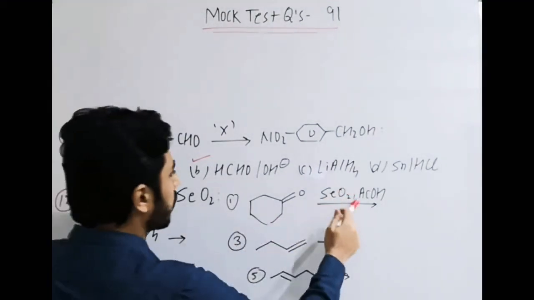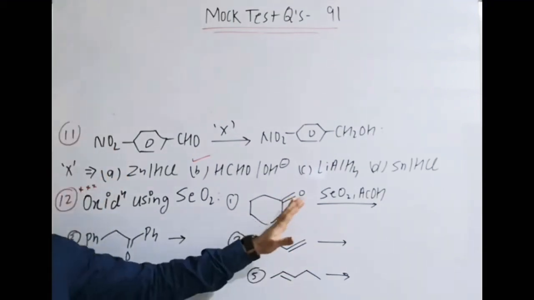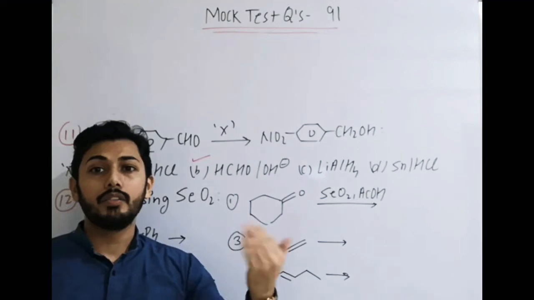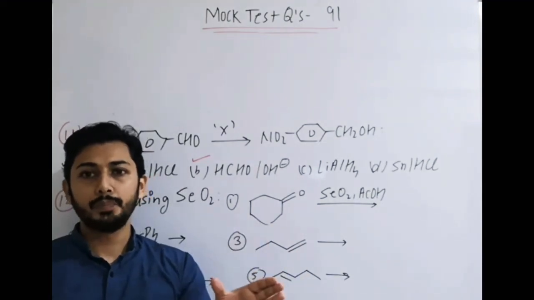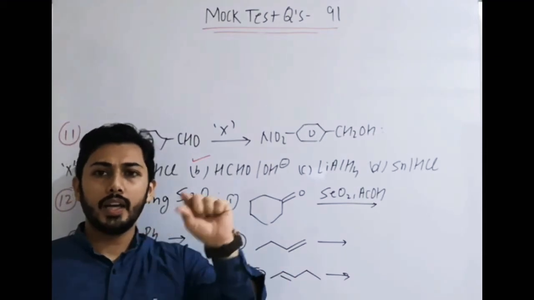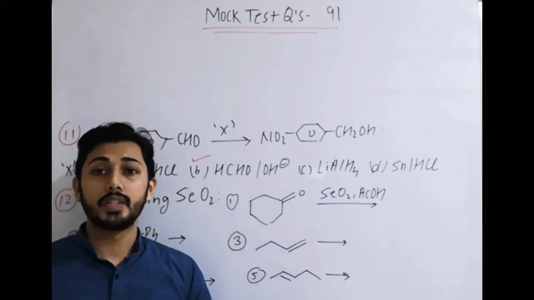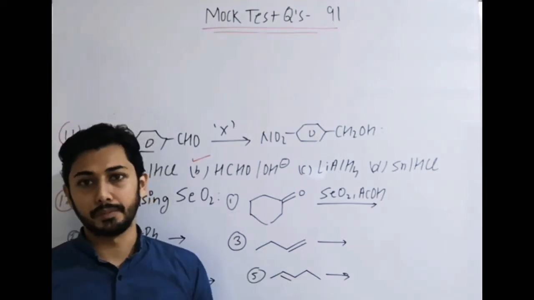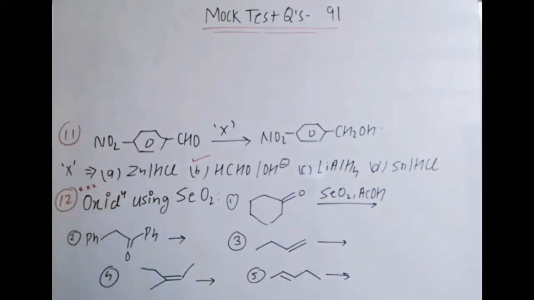So here selenium oxide in acetic acid, or simply selenium oxide, SeO2, oxidizes the active methylene groups which are adjacent to a C=O, maybe aldehyde or ketone. Or in the allylic system, it also oxidizes the allylic position, so allylic hydroxylation is done. How? See the example, you will understand.